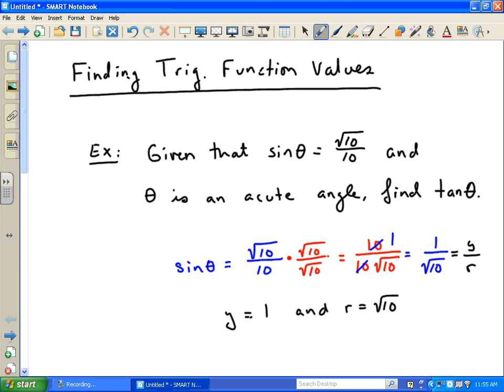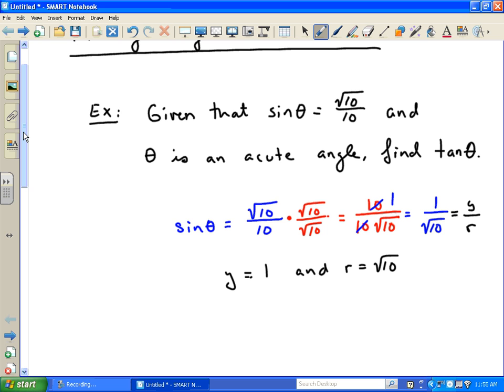Now, given this information, you can always find the other missing value. In other words, I'm missing an x value. To be able to find tangent, I need a y value and I need an x value. So let's find the missing value by using the Pythagorean identity, or the Pythagorean theorem. You have x squared plus y squared is equal to r squared.